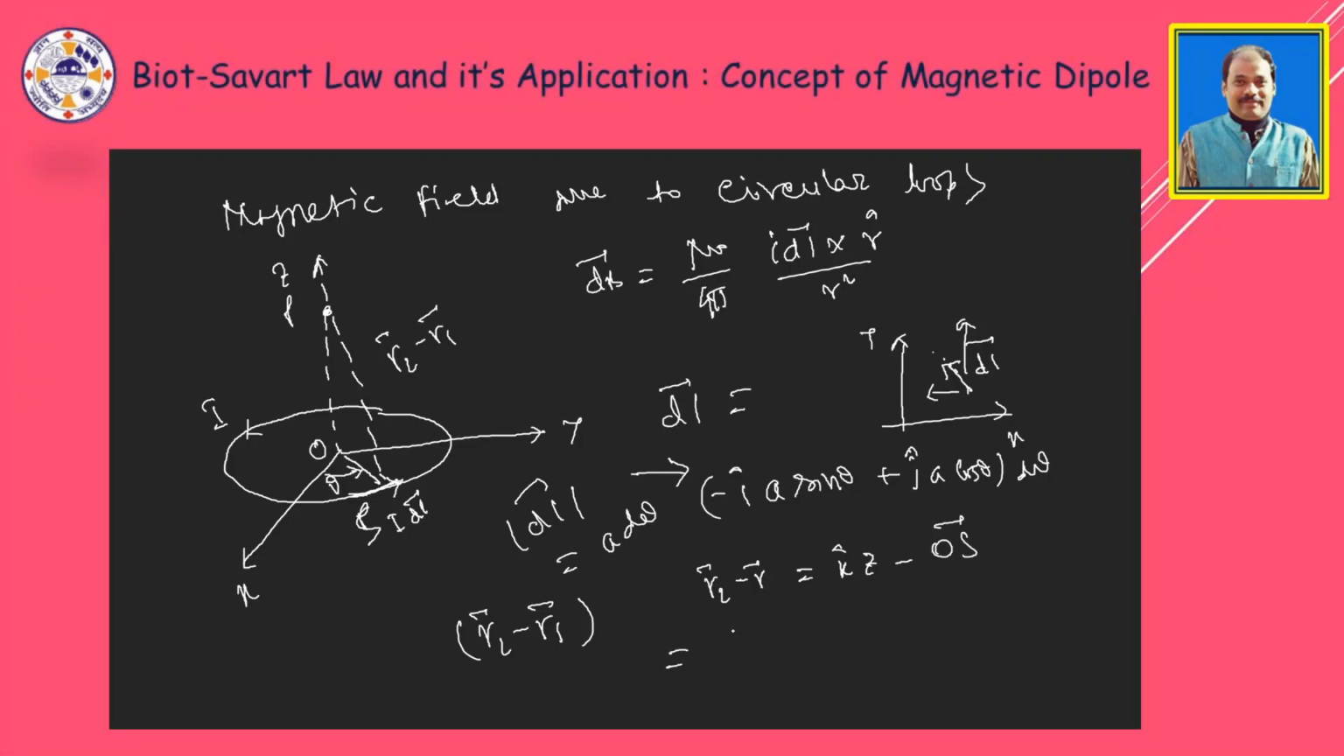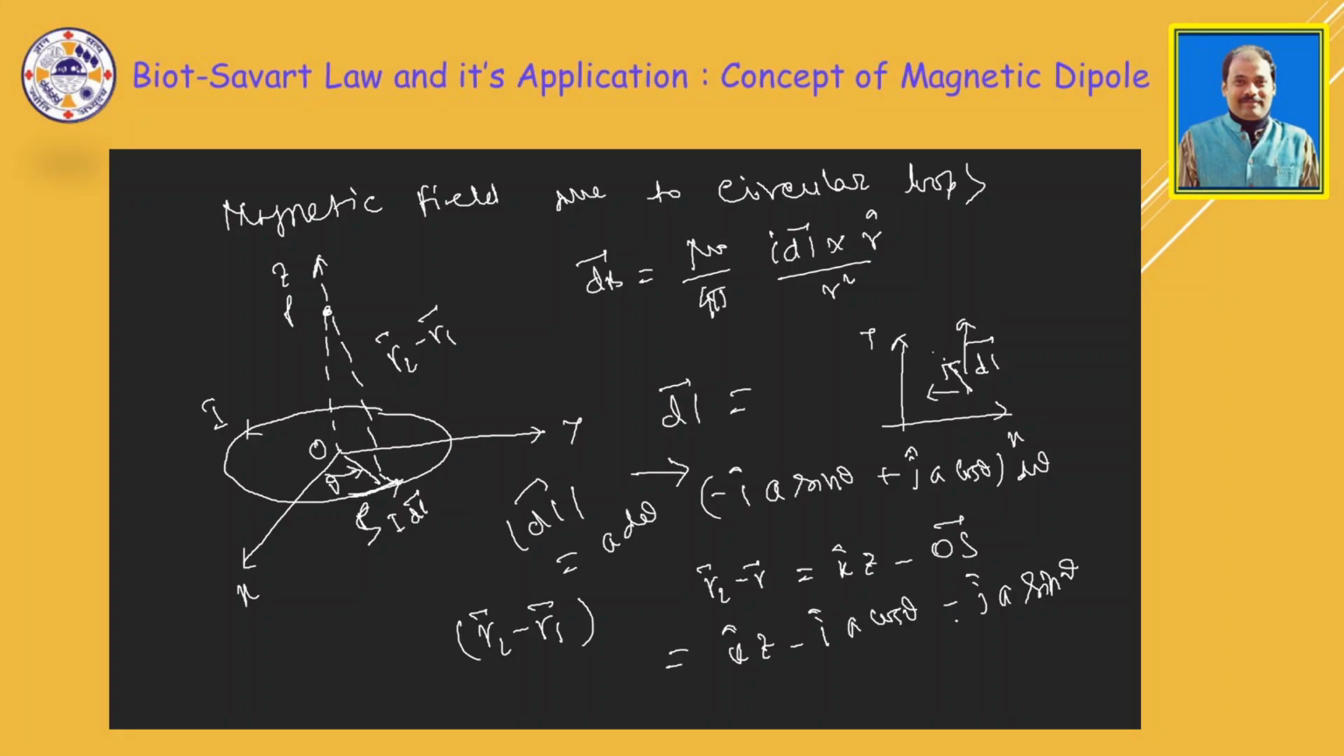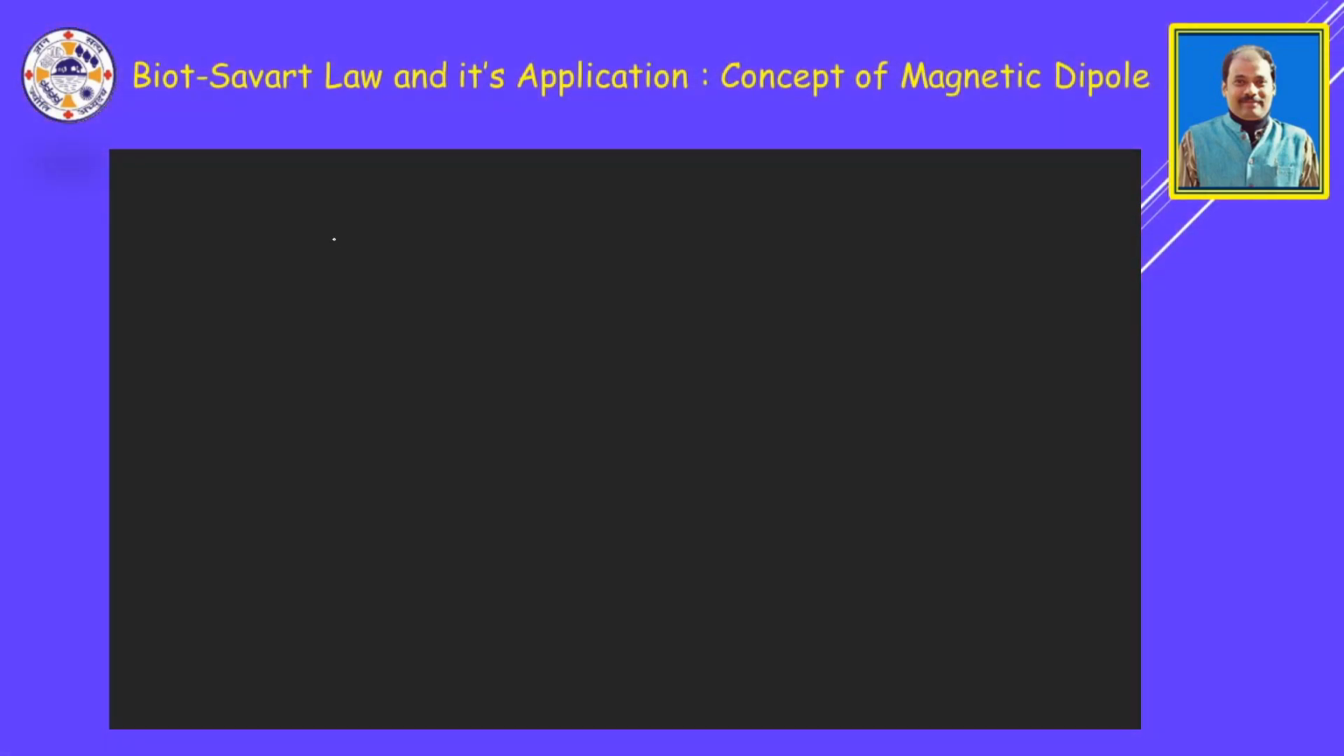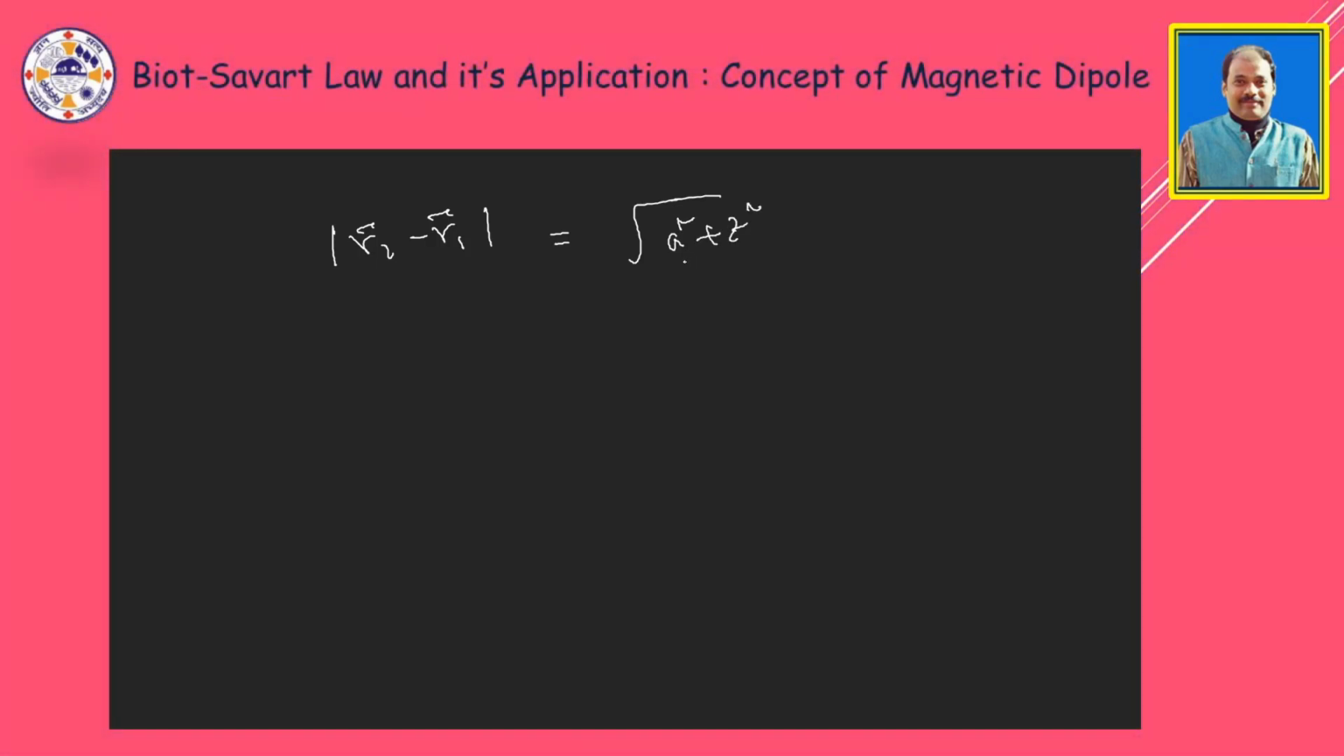So, what would be the value of R2 minus R1? That would be z k hat minus i hat a cos theta minus j hat a sin theta. Therefore, the magnitude of R2 minus R1, as per our figure, is equal to root over a square plus z square. Substituting all these results in B, which is obviously along the k hat direction, B is equal to mu 0 I by 4 pi, integration from 0 to 2 pi.